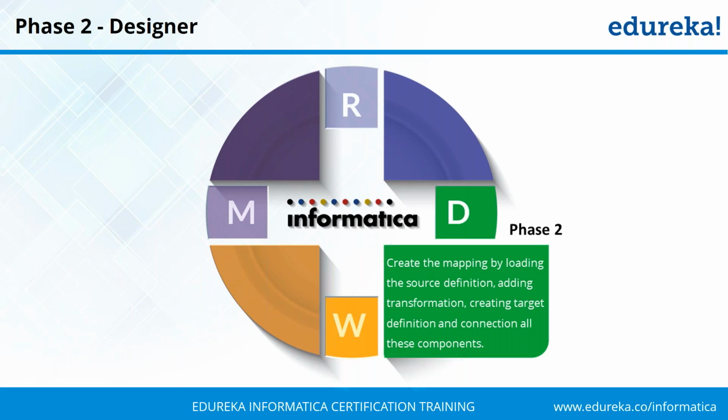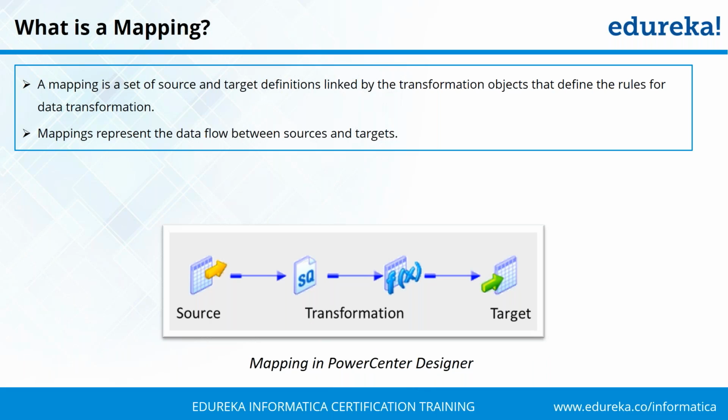Now, again, a mapping is basically an iconic representation of each of these components. Your source has a specific icon, each transformation has a specific icon, and your target definition has an icon. You'll be seeing all that when you design the mapping in the next session. But before we look at Informatica PowerCenter Designer, you need to understand what a mapping is as such. Your mapping is a set of sources and target definitions which are linked to each other through various transformations.